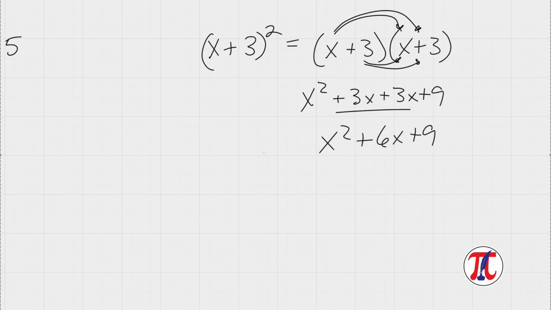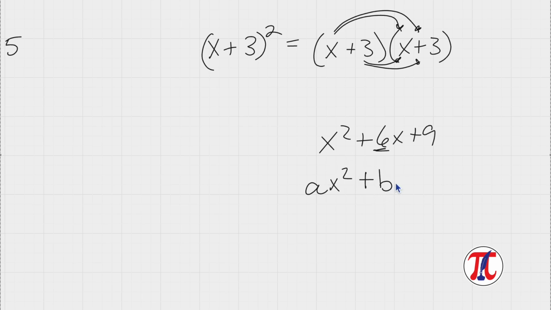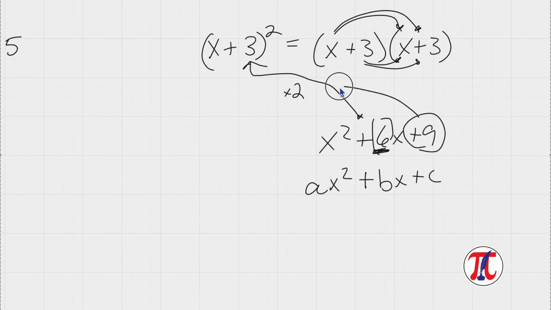Now let's notice something here. Notice my b term, because this is standard form, ax squared plus bx plus c. My b term here, my b value, is twice what was inside the parentheses. Twice. My new c term is my constant that's in my parentheses squared. So 3 squared.